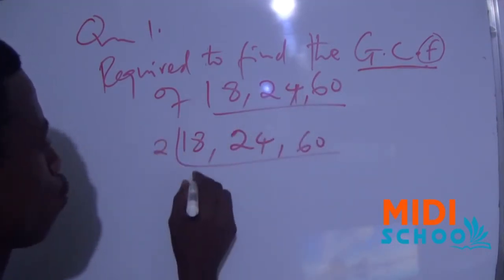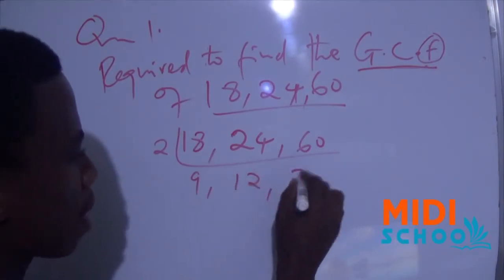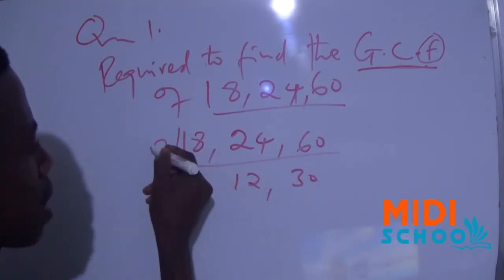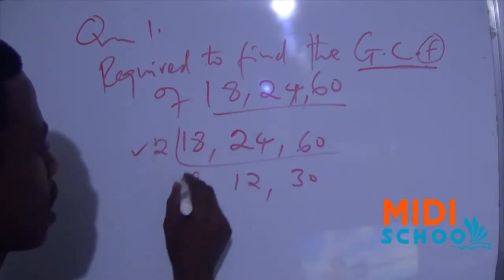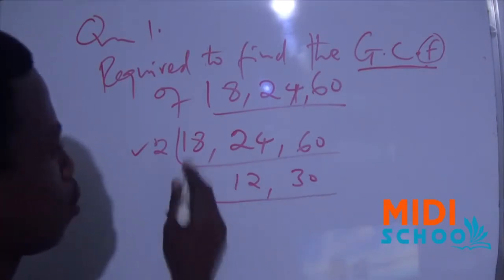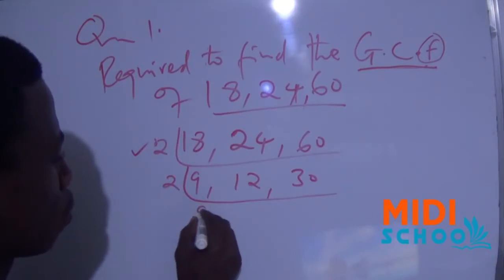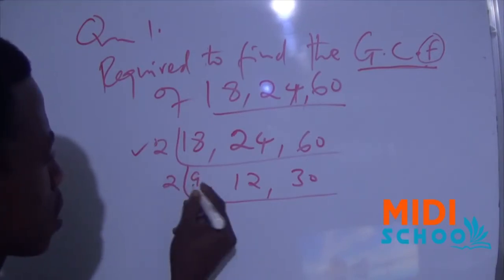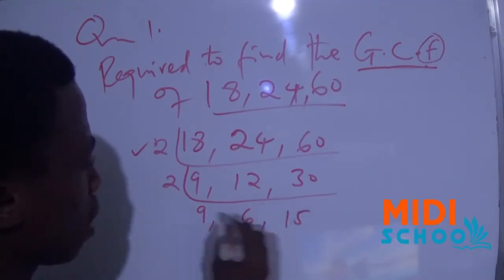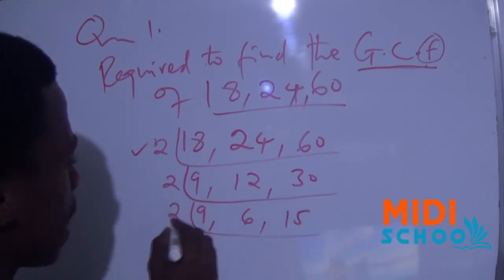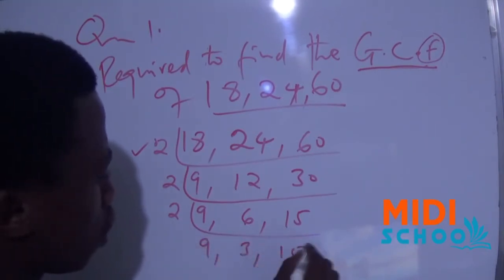So dividing by 2, we obtain 9, here 12, and here 30. The prime factor 2 has divided all the numbers, so we tick it. We divide again by 2, and we obtain here 9, because 9 cannot be divided by 2, here 6, and 15. Again we can divide by 2, which gives 9, 3, and 15.